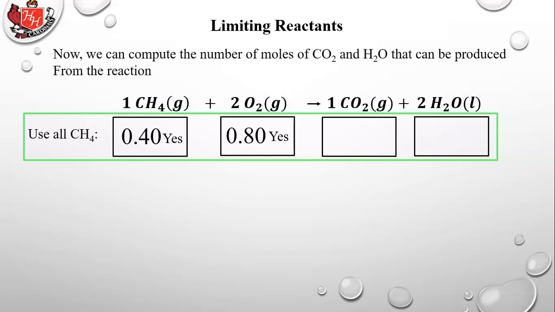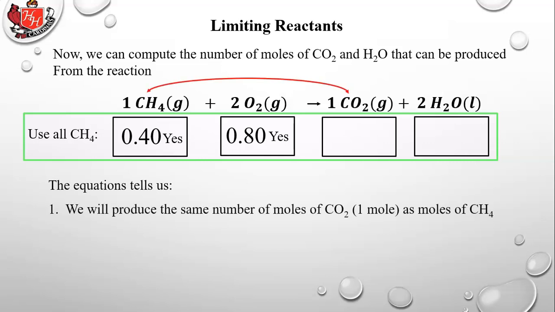Now we can compute the number of moles of CO2 and H2O that can be produced from the reaction. So what I want you to do is, you don't need to do any math here, you just have to observe. What are the relationships between CH4, O2, CO2, and H2O? So the equation tells us that we will produce the same number of moles of CO2, 1 mole, as moles of CH4. It's a 1-to-1 relationship. So if we were able to combust 0.4 moles of CH4, that means we'll produce 0.4 moles of CO2.